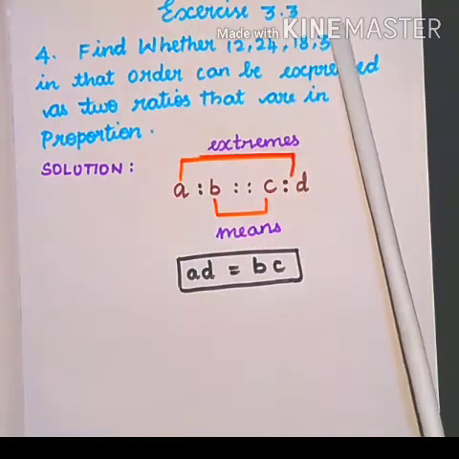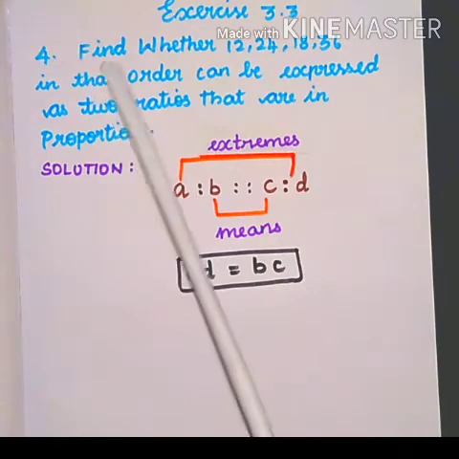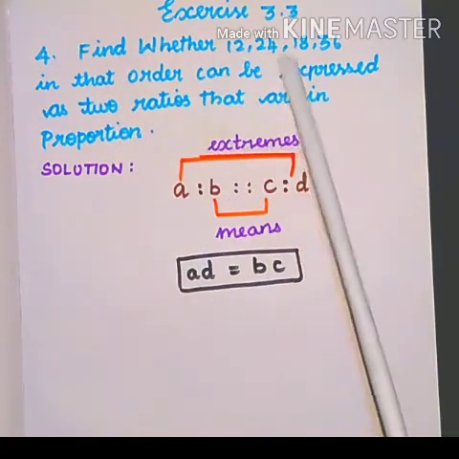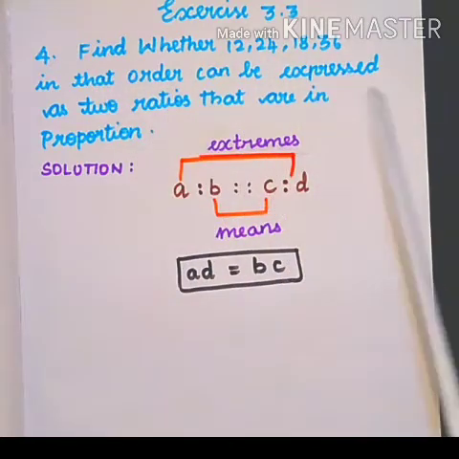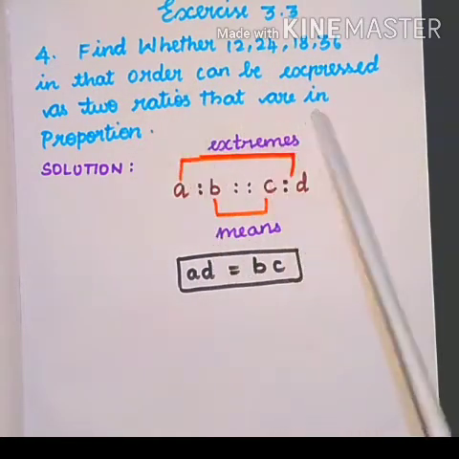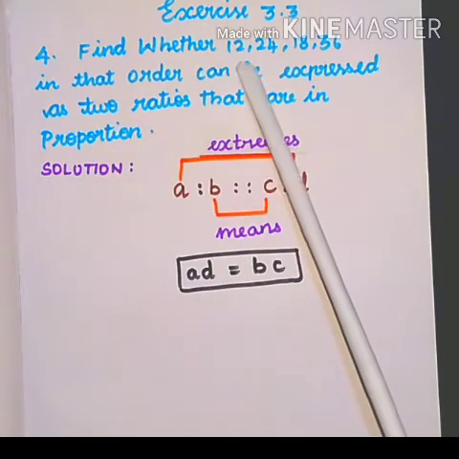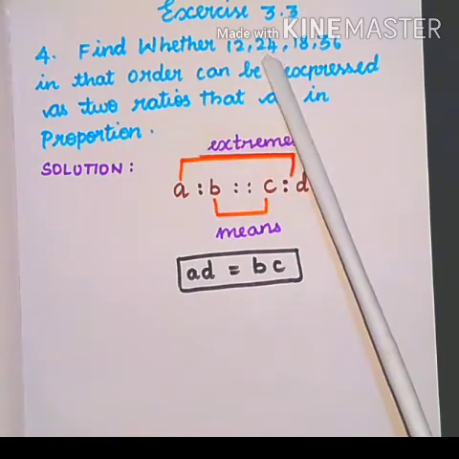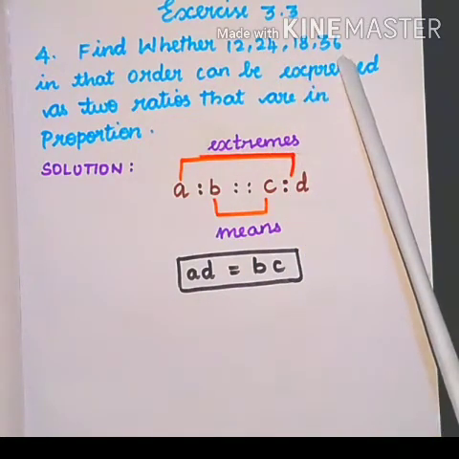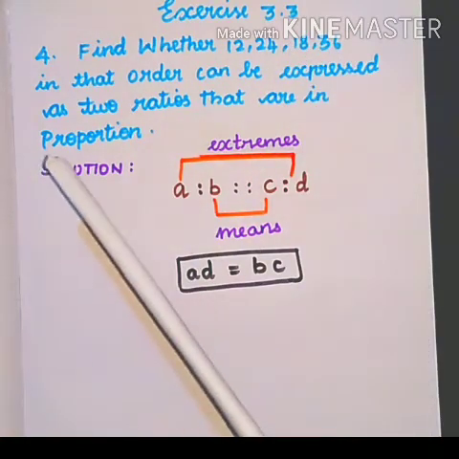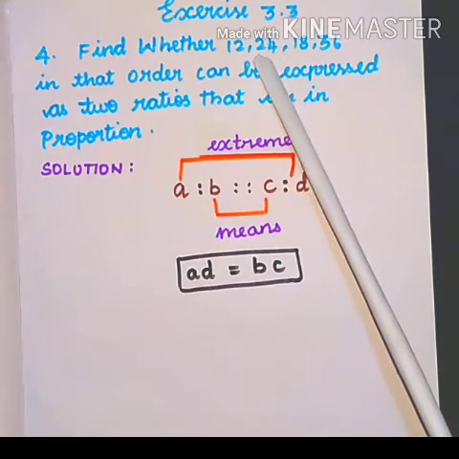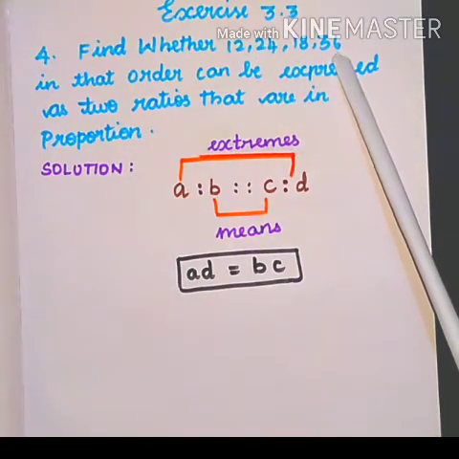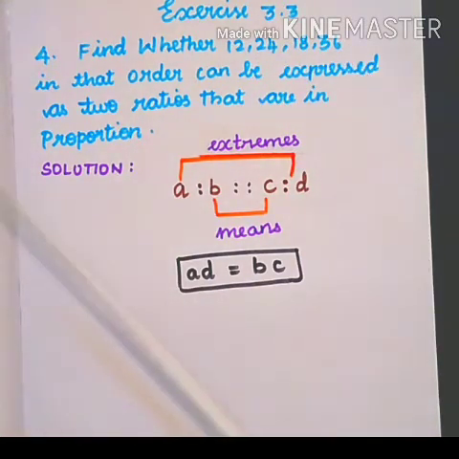Exercise 3.3, fourth sum. Find whether 12, 24, 18, 36 in that order can be expressed as two ratios that are in proportion. Students, here the given numbers are 12, 24, 18 and 36. From that we are going to make the given numbers into ratios. That is 12 is to 24, 18 is to 36. Then you have to find whether the ratios are in proportion or not.